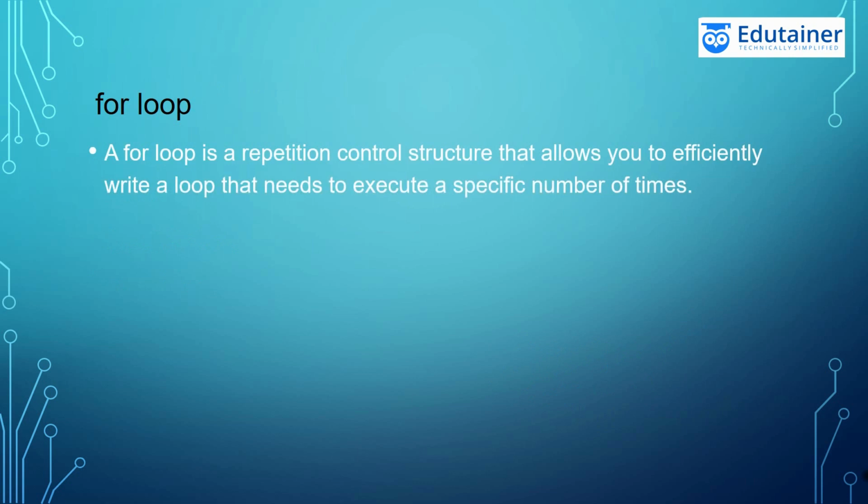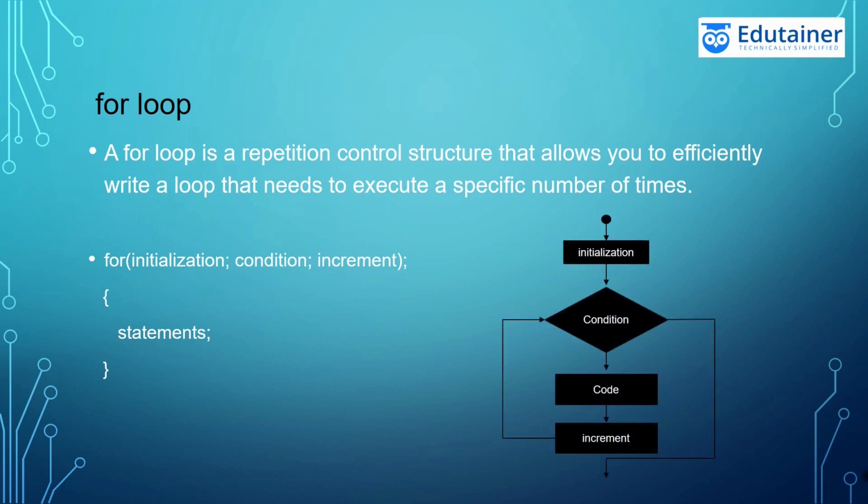A for loop is a repetition control structure that allows you to efficiently write a loop that needs to execute a specific number of times. If you want to run something a specific number of times, we can use a for loop. The syntax of the for loop is: we initialize our variable, then comes the condition, then we increment that variable. Inside the curly braces, we write the statements that we have to run multiple times. So let's see this through an example.